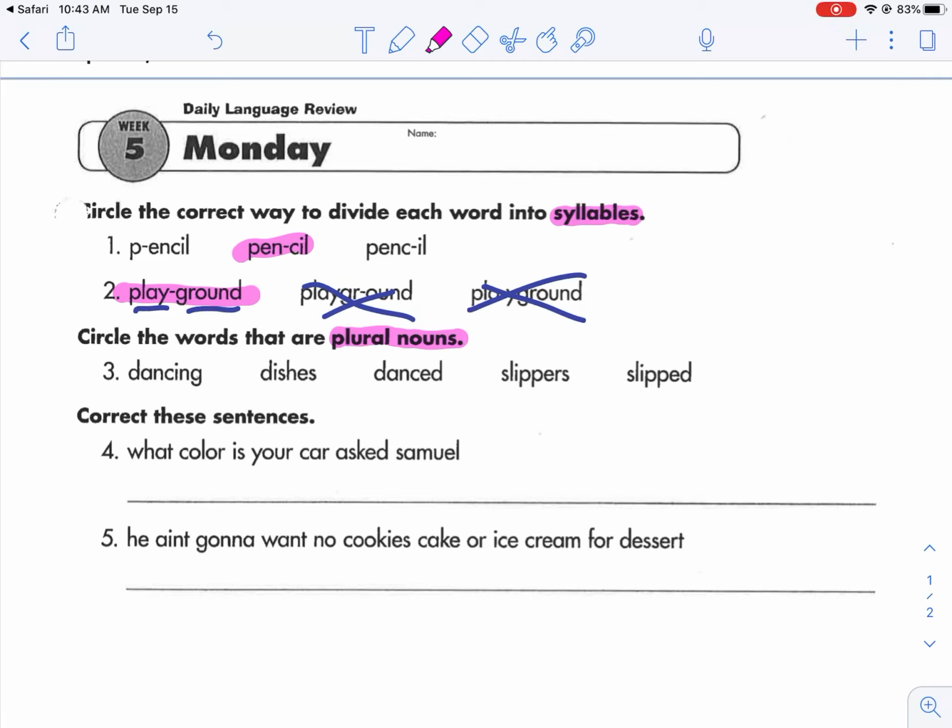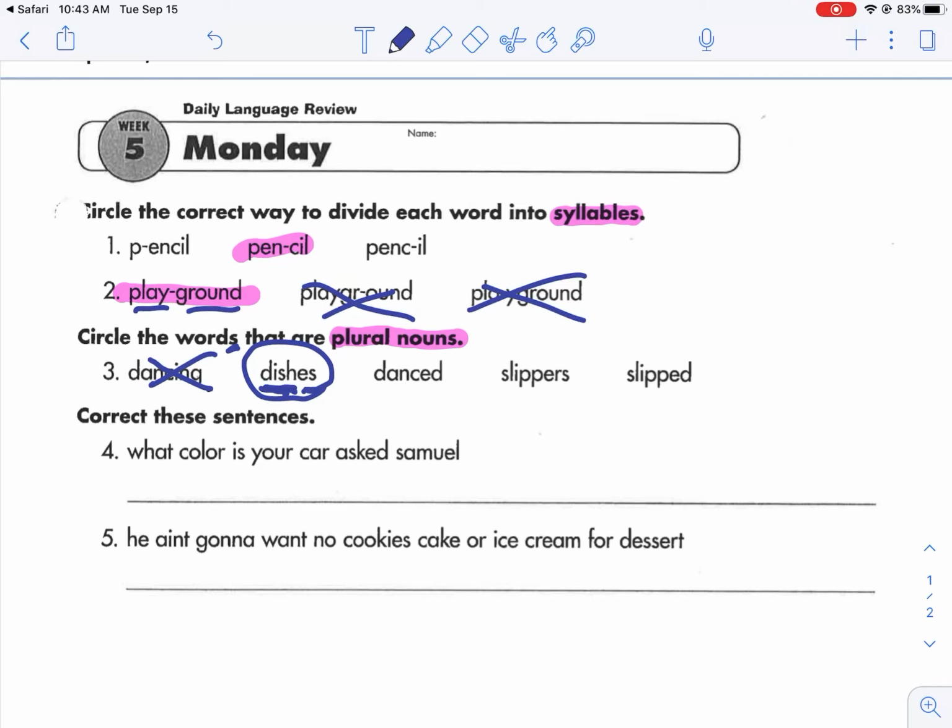So dancing is a verb, so that is not a noun at all. Dishes is a noun. If you don't know what it means, you can look up dish. And the plural of dish is dishes, so this is correct. We can circle that one. The directions say words, so there's going to be more than one.